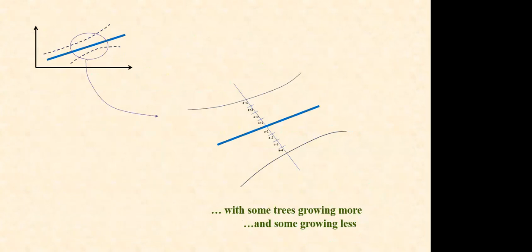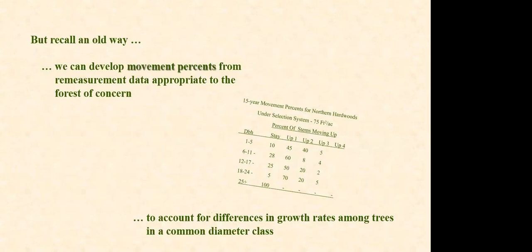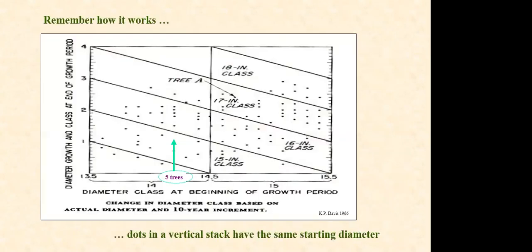zones here. Above the dark blue line are 4 zones representing trees that grew at the rate of the average plus 1, plus 2, plus 3, plus 4. And the same, there are negatives. Some trees grow less than the average, minus 1, minus 2, minus 3, minus 4. So there are trees of a common starting diameter that grow at different rates. And statistically, you can accommodate that within modeling if you want to. In the good old days, remember the movement percents? Where we developed from the measurement data information about the differences in the rates that trees grow, ones that started off in the same size class.